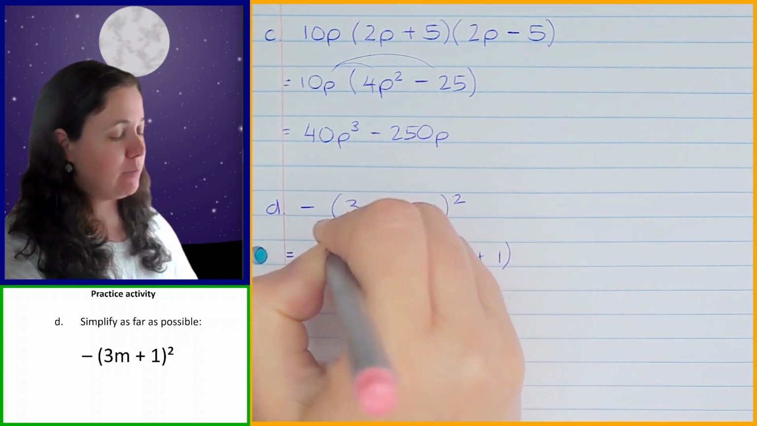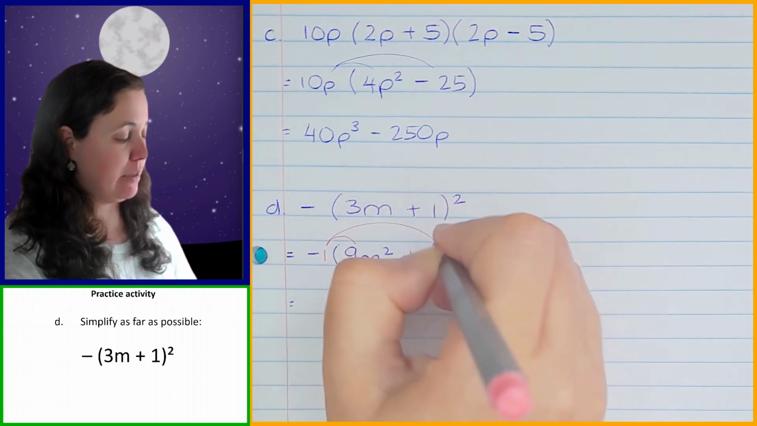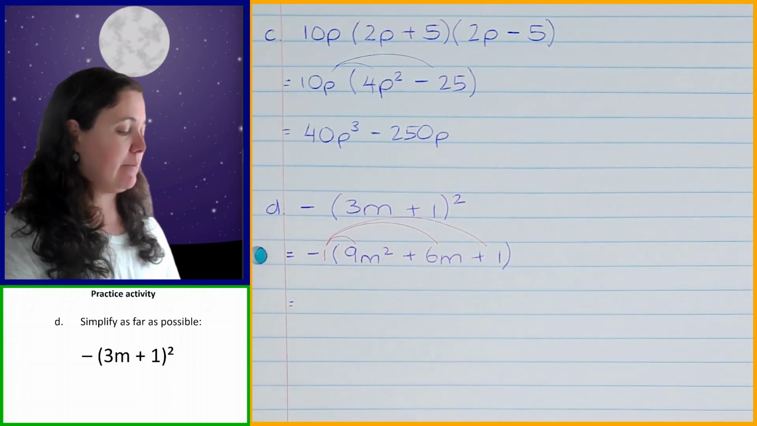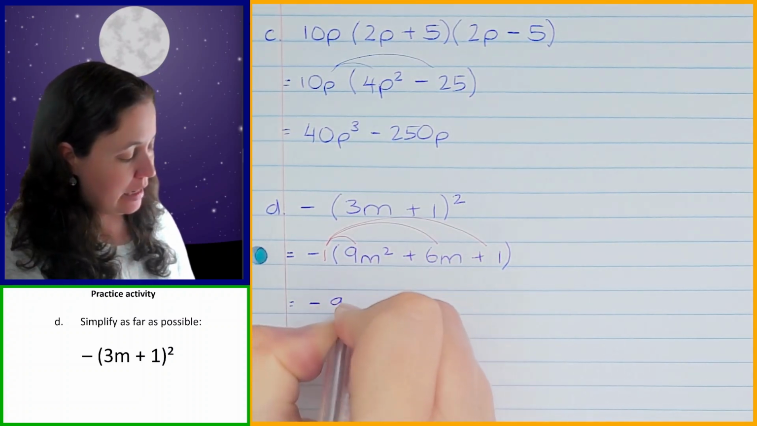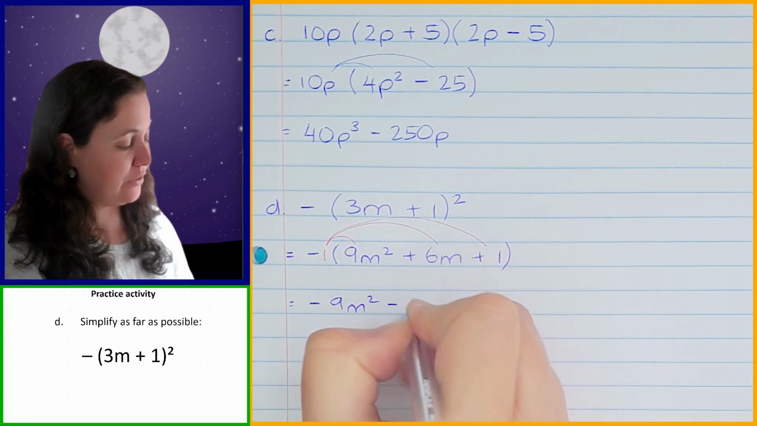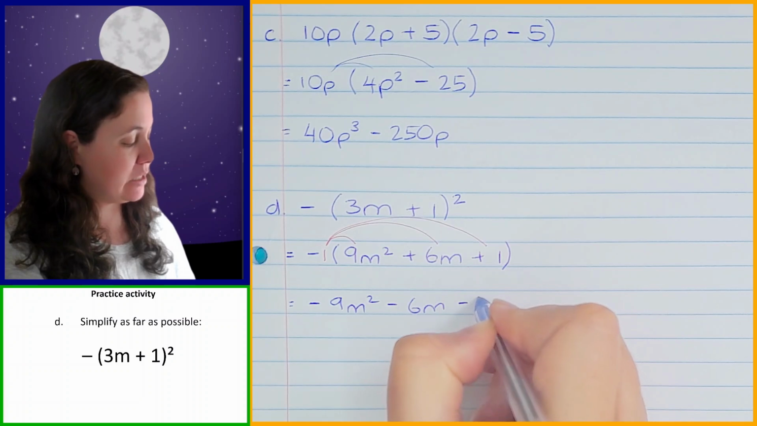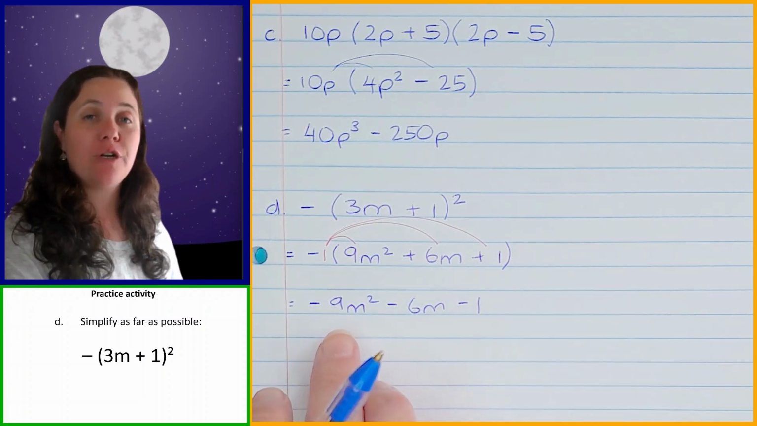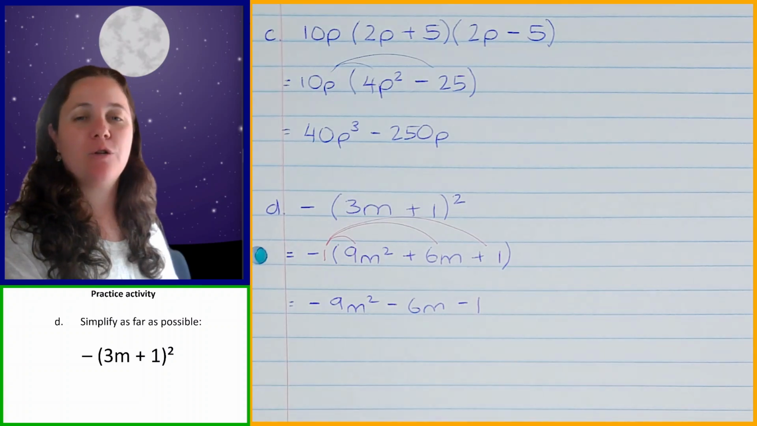And remember, when we multiply a negative in, it just means all the signs in the brackets are going to change. So that's going to be a negative times a positive over here is negative 9m squared. Then a negative times another positive is negative 6m, and a negative times another positive is minus 1. So for that question, you should have got negative 9m squared minus 6m minus 1. Okay, let's go on to question E.